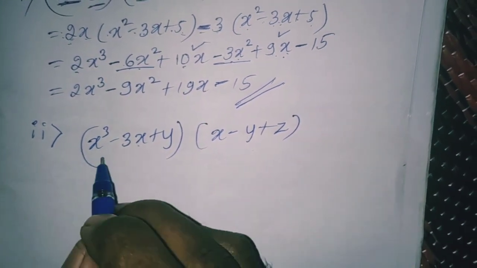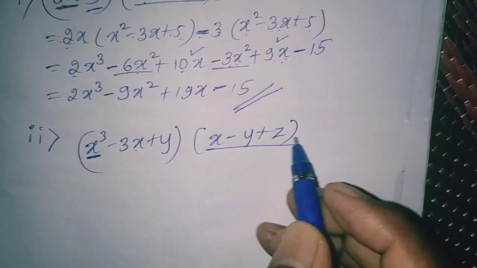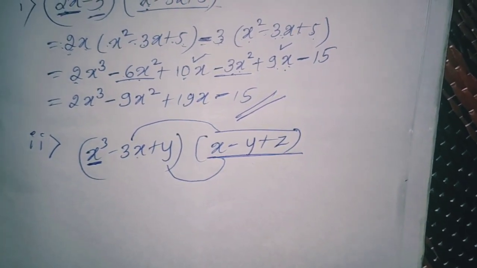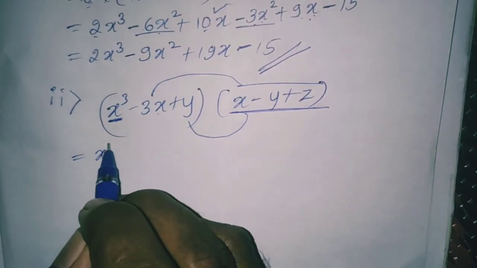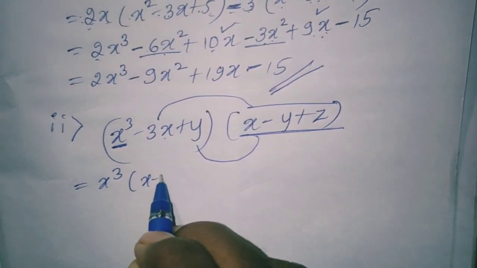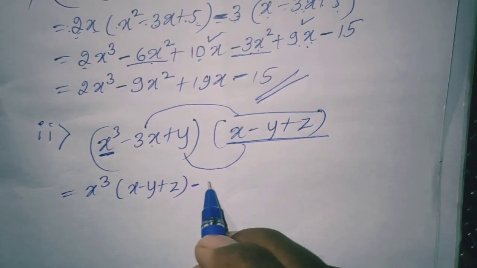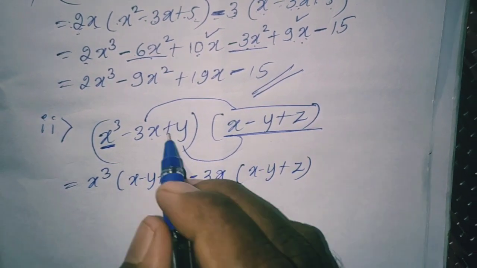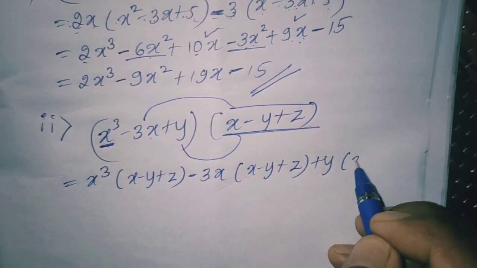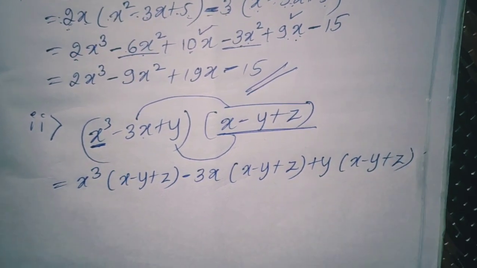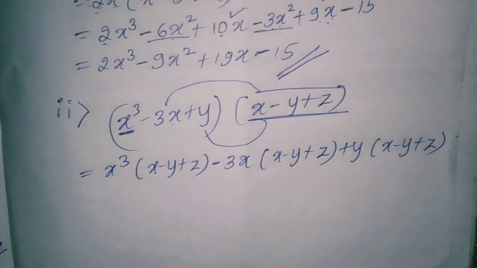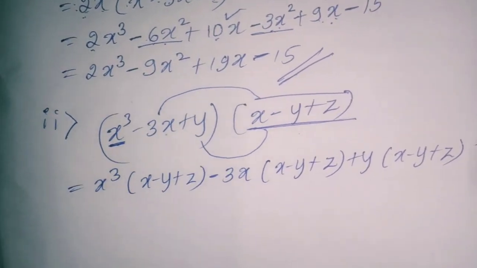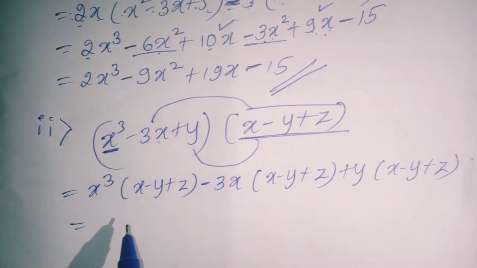Now again the same procedure. x cube is multiplied with these three terms, minus 3x is multiplied with these three terms, and y is multiplied with these three terms. So multiply. First step: x cube is multiplied with x minus y plus z. Minus 3x is multiplied with x minus y plus z. Then plus y is multiplied with x minus y plus z. This is the first step. So pause the video where you have not understood, read it again, go through the question and follow the steps.